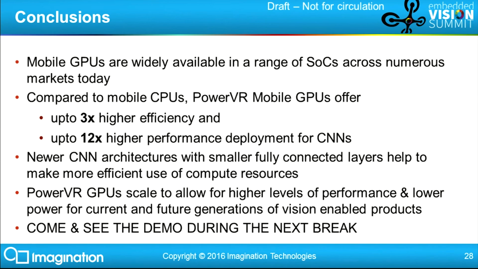Newer CNN architectures with smaller fully connected layers like GoogleNet make much better use of the compute resources. So we saw that although it's 2.5 times the amount of compute, it only takes 35% longer to run on GPU. And just to summarize, PowerVR GPUs scale from very low power, from a few hundred milliwatts up to single figure watts and all the way up to 1 teraflop in performance.